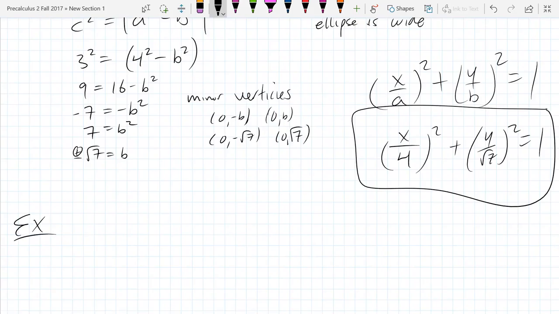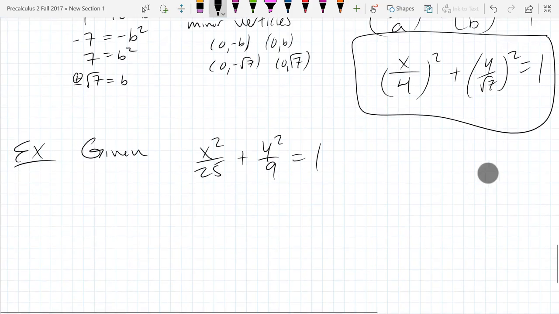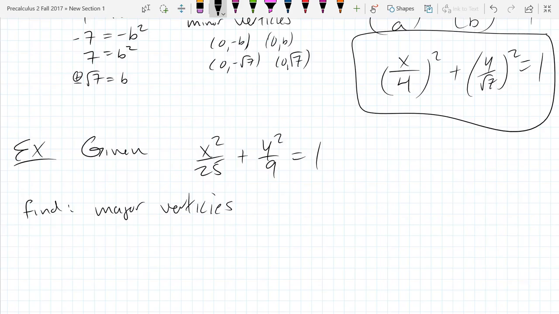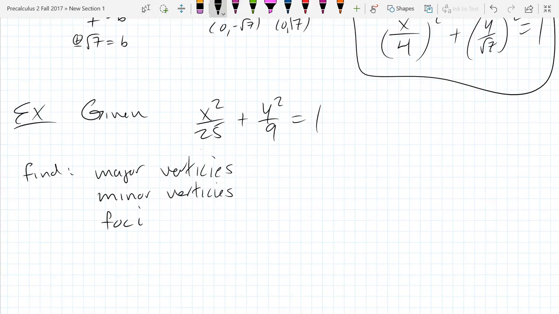So now we'll do an inverse problem where we'll start with the equation and then I want you to write down all the vertices, major and minor, the foci, and graph. So we'll start with an equation, write down all the properties, and graph it out. So major vertices, minor vertices, foci, and then graph.